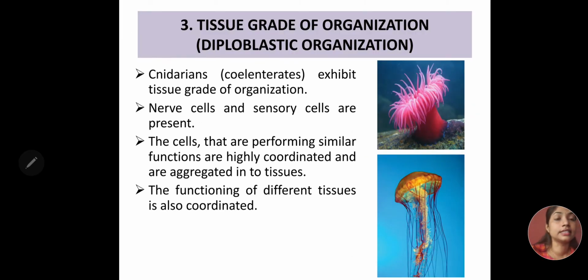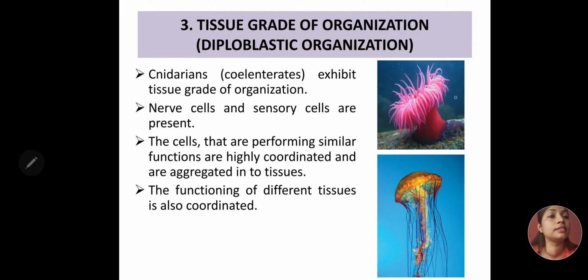Next, the third type is the tissue grade of organization or the diploblastic organization. Cnidarians, that is the coelenterates, exhibit this kind of organization. And here in coelenterates, nerve cells and sensory cells are present, which is actually absent in sponges. The cells that are performing similar functions are highly coordinated and they aggregate into what is known as tissues. The functioning of different tissues is also coordinated.